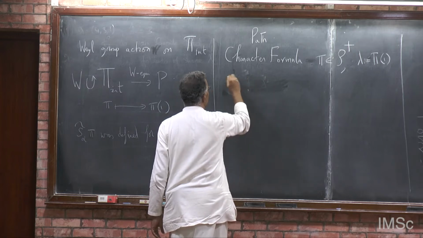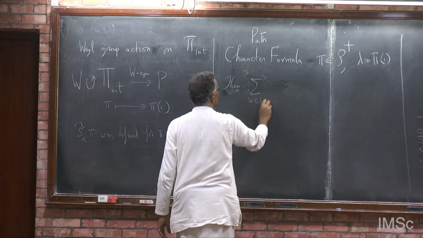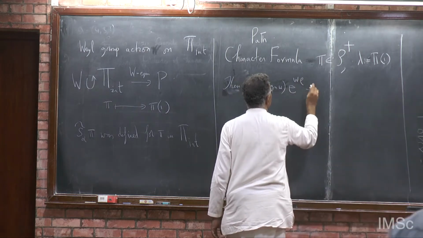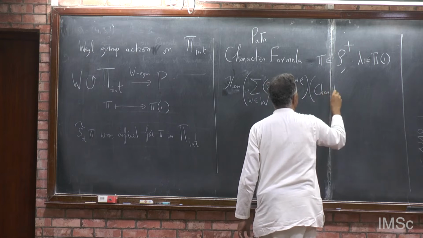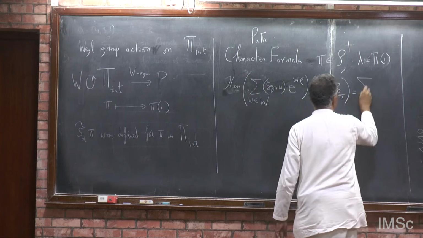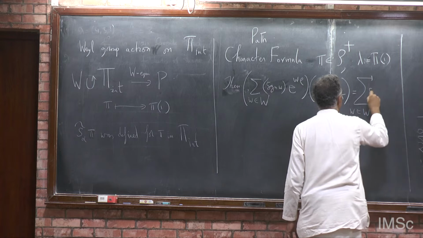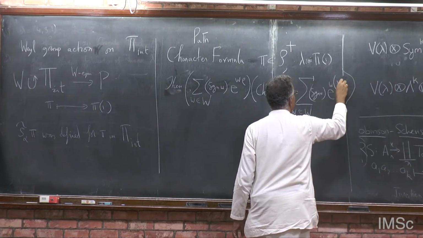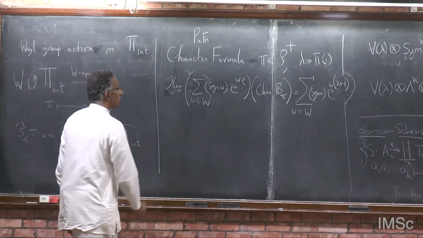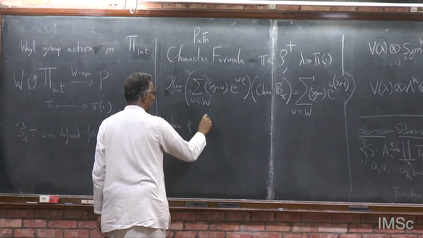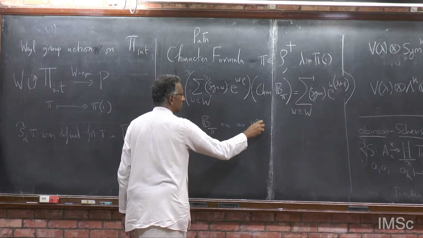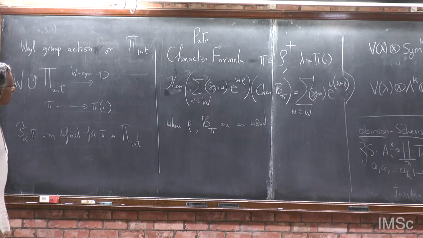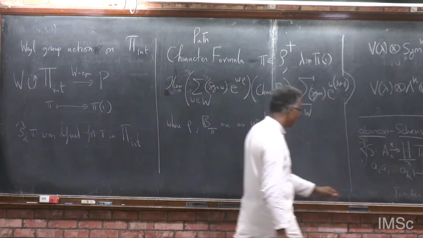we have the B pi, then sum over W in W, sign of W, e to the W rho, times the character of B pi is equal to sign of W, W lambda plus rho, where rho and B pi are as defined as usual. Okay, this is what we want to prove, we were in the process of proving.